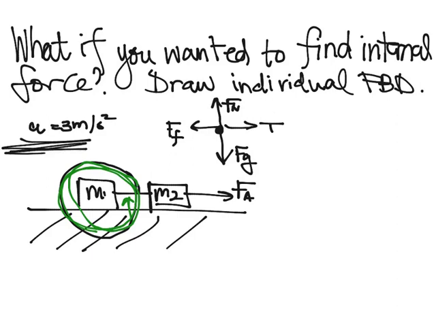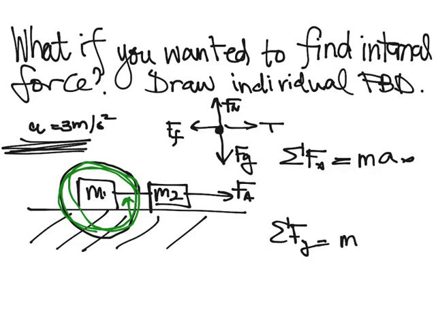Say we knew that acceleration was 3 meters per second. We can write out, just like normal, our Newton's second law. Sigma F equals ma, sigma Fx equals max, and sigma Fy equals may. Now the question is, which m do I use? Do I use m1 or m1 plus m2? And the answer is, since we now made m1 our system, we're only going to use m1.